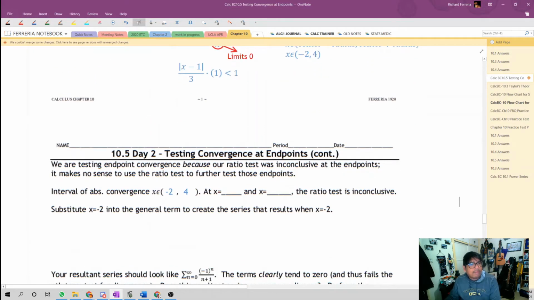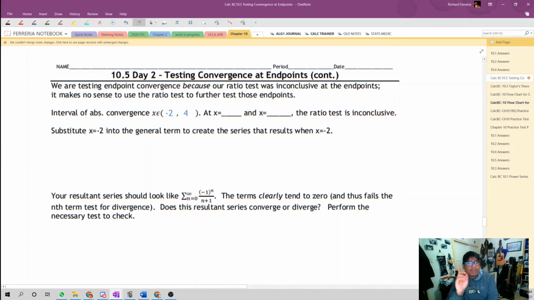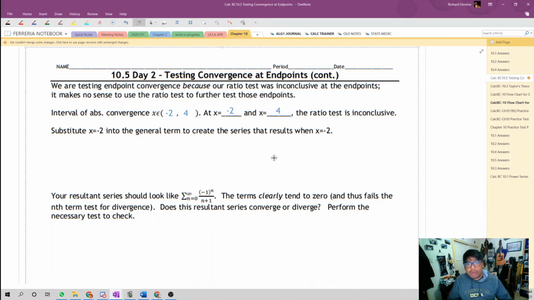Scrolling down, we are testing endpoint convergence because the ratio test was inconclusive at those endpoints. If you were to substitute -2 into the series, the ratio test would give you 1, and if you were to substitute 4 into the series, the ratio test would also give you 1. So if the interval of absolute convergence is -2 to 4, then at x equals -2 and x equals 4, the ratio test is inconclusive. So remember that, the ratio test is inconclusive.